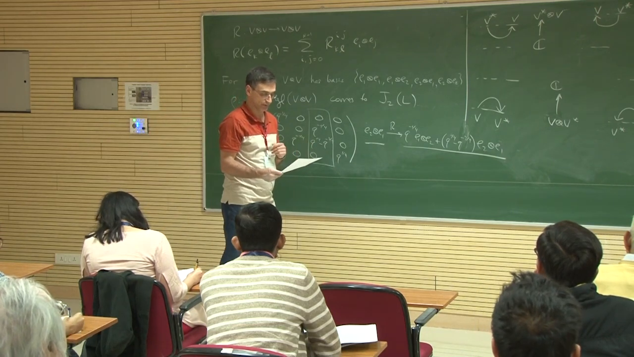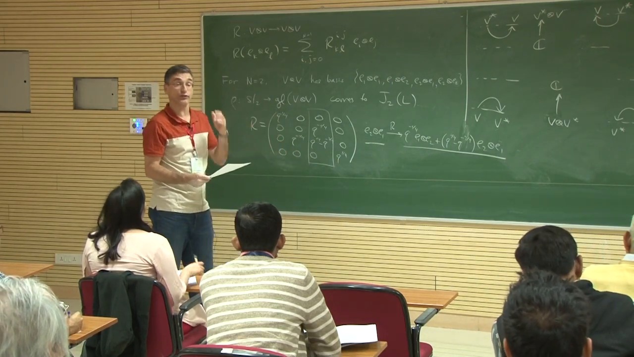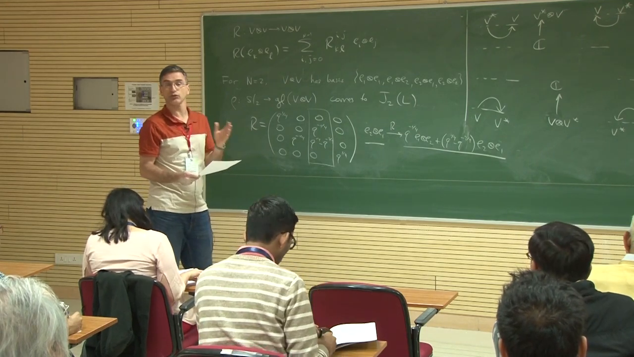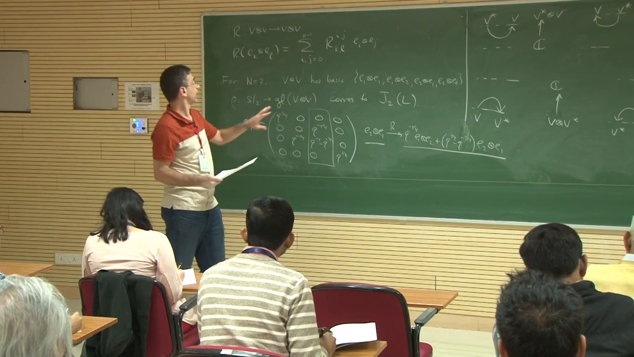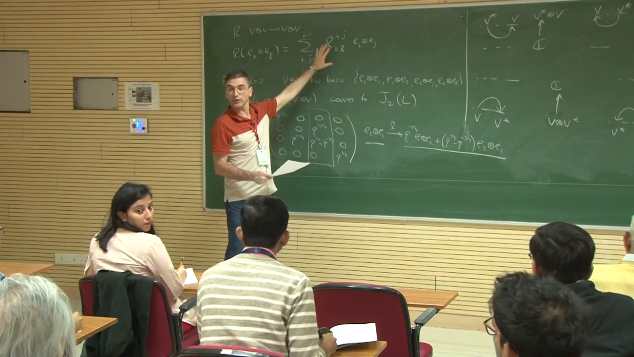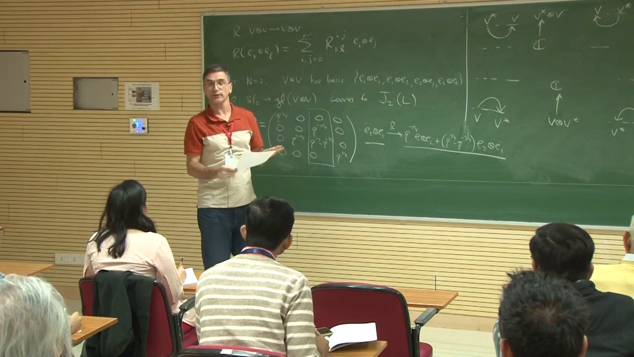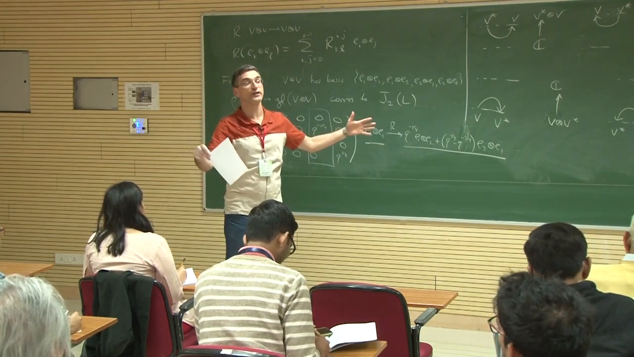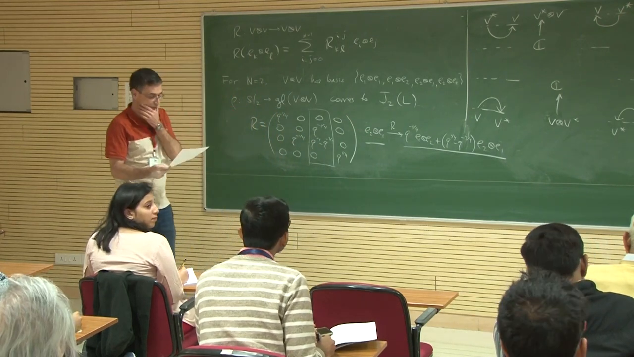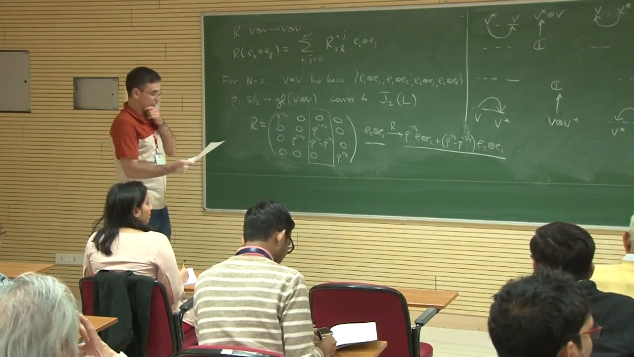This is the particular R matrix that corresponds to the standard Jones polynomial. For the nth color Jones polynomial, should I write it down? Hitoshi, are you going to put up the R_{ij}^{kl} for the nth color Jones polynomial? You will. Okay, very good, because then I don't have to write it. It's a very long expression. So I'm going to let Hitoshi do that. He's going to do all the heavy lifting.